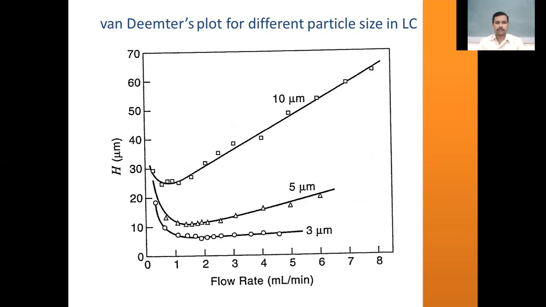So this is a plot which will demonstrate how the particle size in liquid solid chromatography will vary the plate height. So if the flow rate is increased, that is presented along the x-axis, and different stationary phases were used, and these stationary phases were having particles of different sizes. So one stationary phase had a particle size of 3 micrometer, another was having 5 micrometer, and the other one was having 10 micrometer.